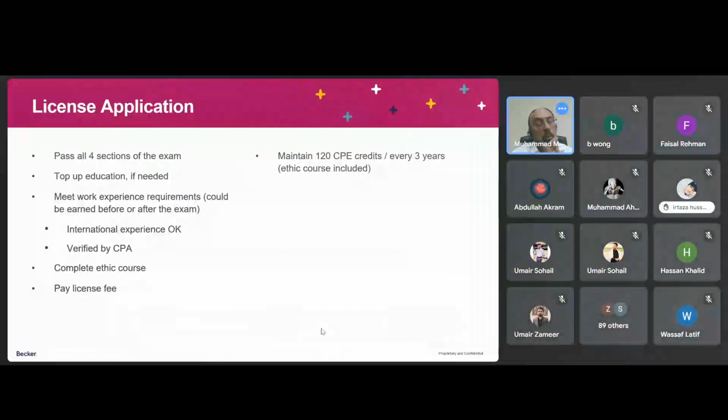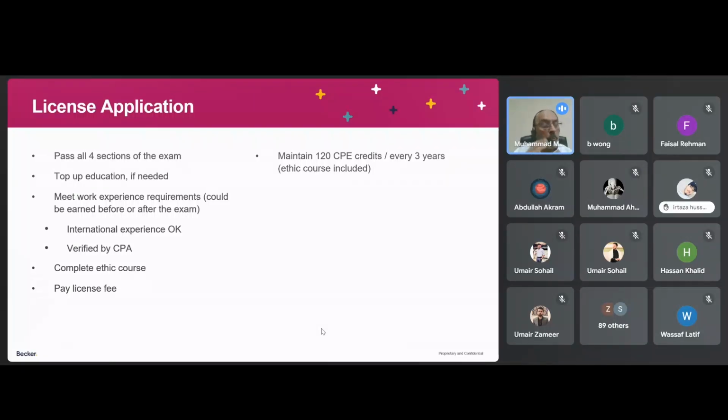So you need to complete an ethics course if required, and mostly it is required by the state. This is the course of ethics offered by the AICPA. And you have to pay the license fees, and you have to continue to maintain 120 CPE credit hours over the rolling period of 3 years.